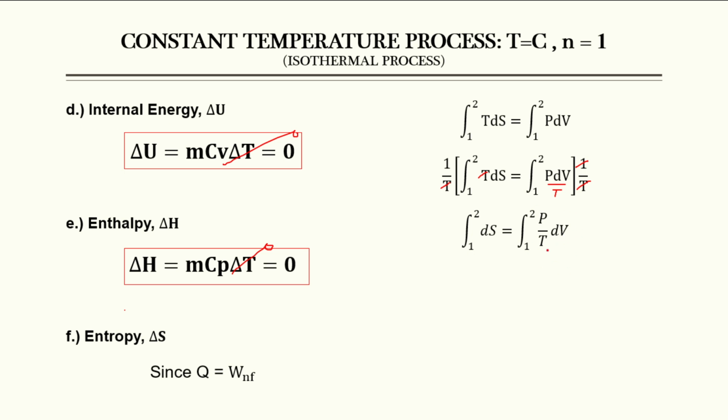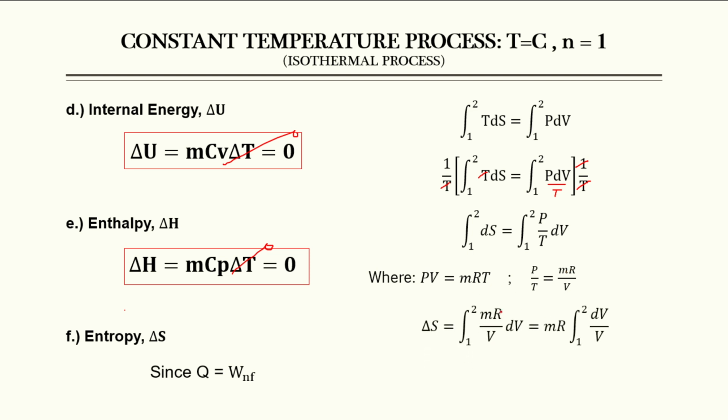Can this be integrated already? Not yet, right? Because our P over T is not related to dV. So, what we will do is simplify further. We have the formula PV is equal to mRT. We cross multiply. Therefore, P over T is equal to mR over V. Okay? So, we wrote it in terms of mR over V. So we take out this mR, since it is constant, and we can now get the integral of our entropy, which is the integral of dV over V, limits from 1 to 2. Therefore, our delta S is, copy the mR, ln V2 over V1, which is equal to mR ln P1 over P2.